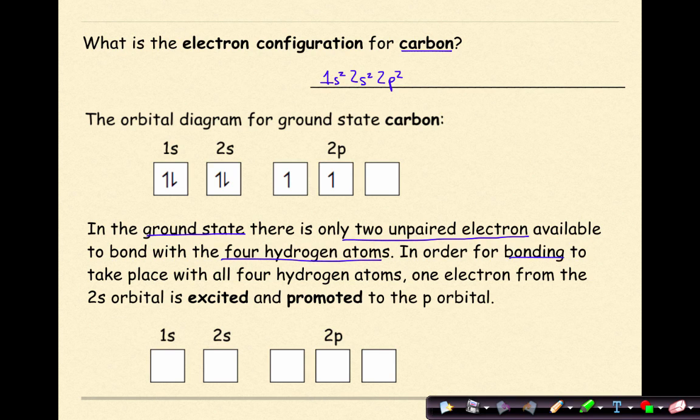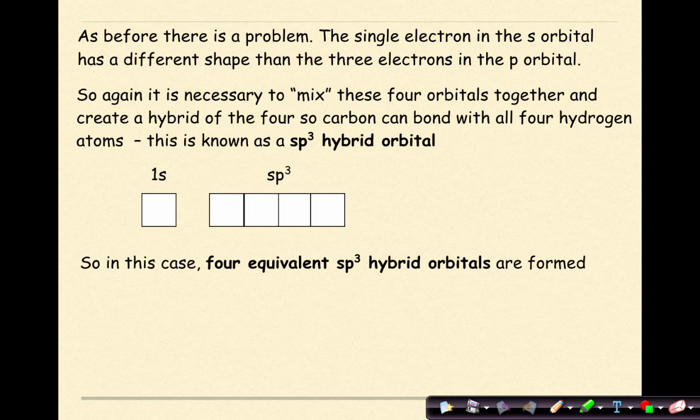In order for bonding to take place with all 4 hydrogen atoms, 1 electron from the 2s orbital is excited and promoted to the p orbital. So now our orbital diagram would look like the following: 1s2, 2s1, 2p1, 2p2, 2p3. And as we could see, we now have the potential for 4 different bonding sites. As before, there is a problem. The single electron in the s orbital has a different shape than the 3 electrons in the p orbital.